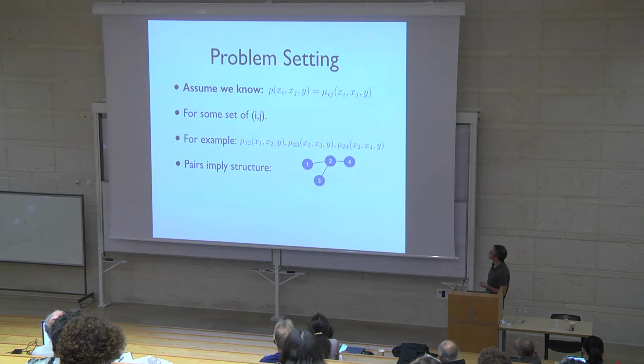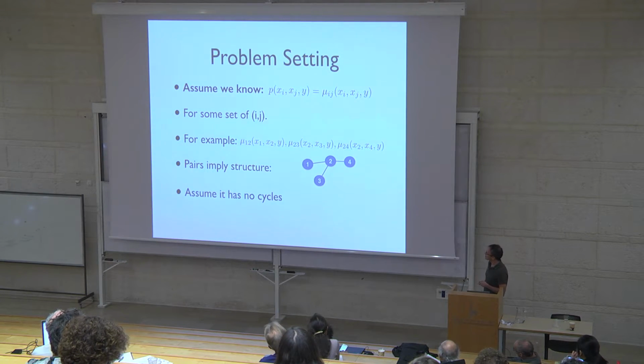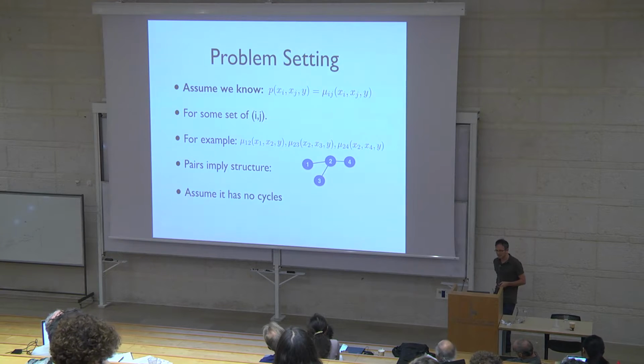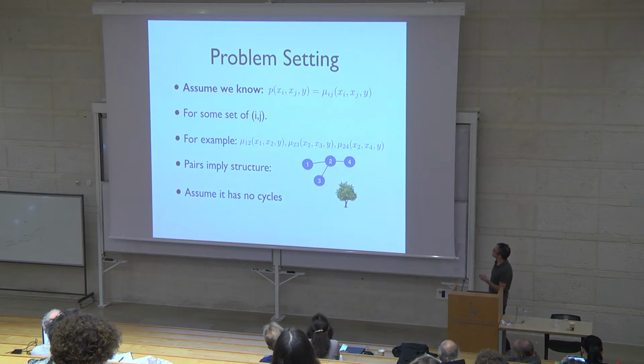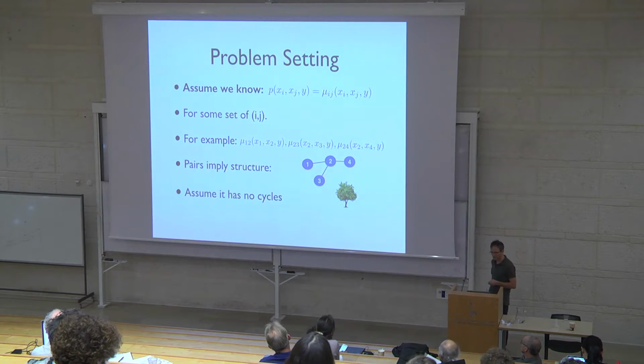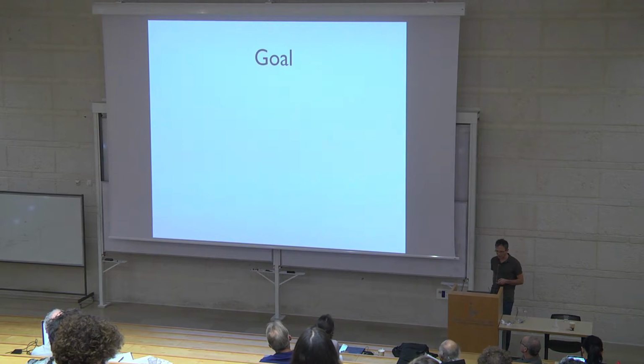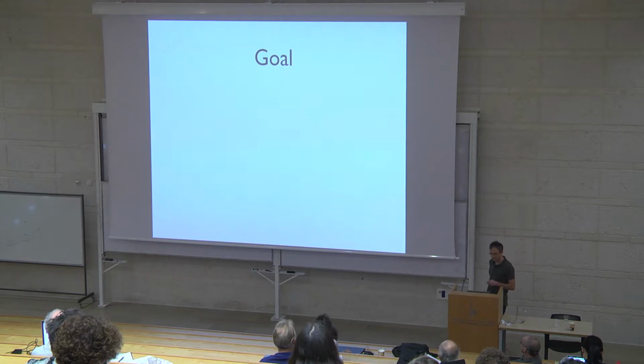So pairs imply structure in the sense that you can plot 1, 2, 3, 4 and draw an edge between every pair of variables that appears in your pairwise marginals. It turns out it's going to be important for our sake that this graph that describes the pairwise relations has no cycles, that it's what we call a tree graph. Some of our results are going to depend on that.